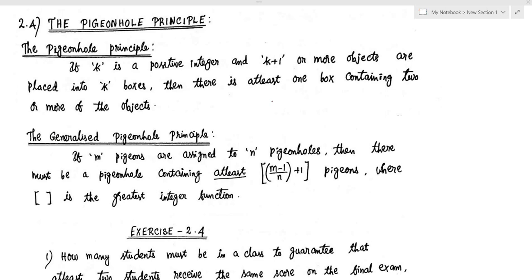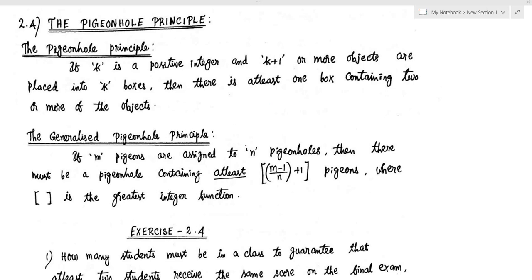Suppose there are 11 pigeons and 10 pigeonholes. Then at least two pigeons must be in a pigeonhole. This can be generalized and is known as the pigeonhole principle.